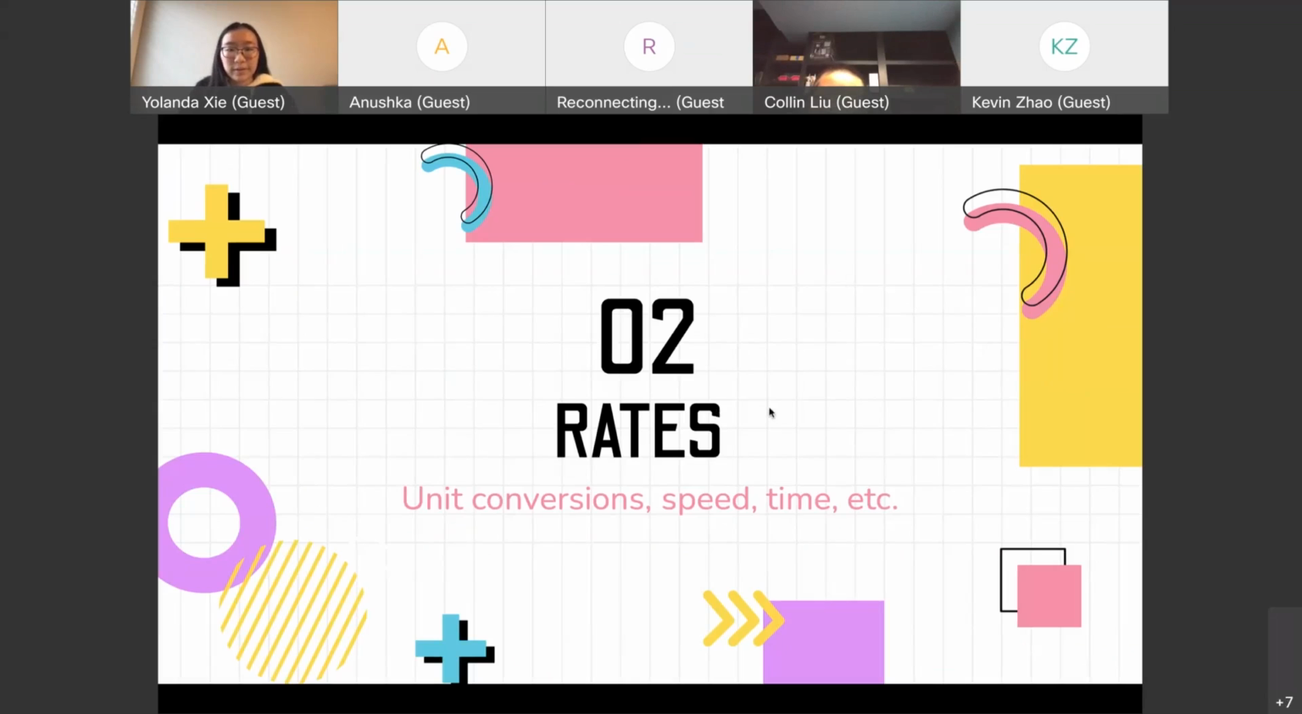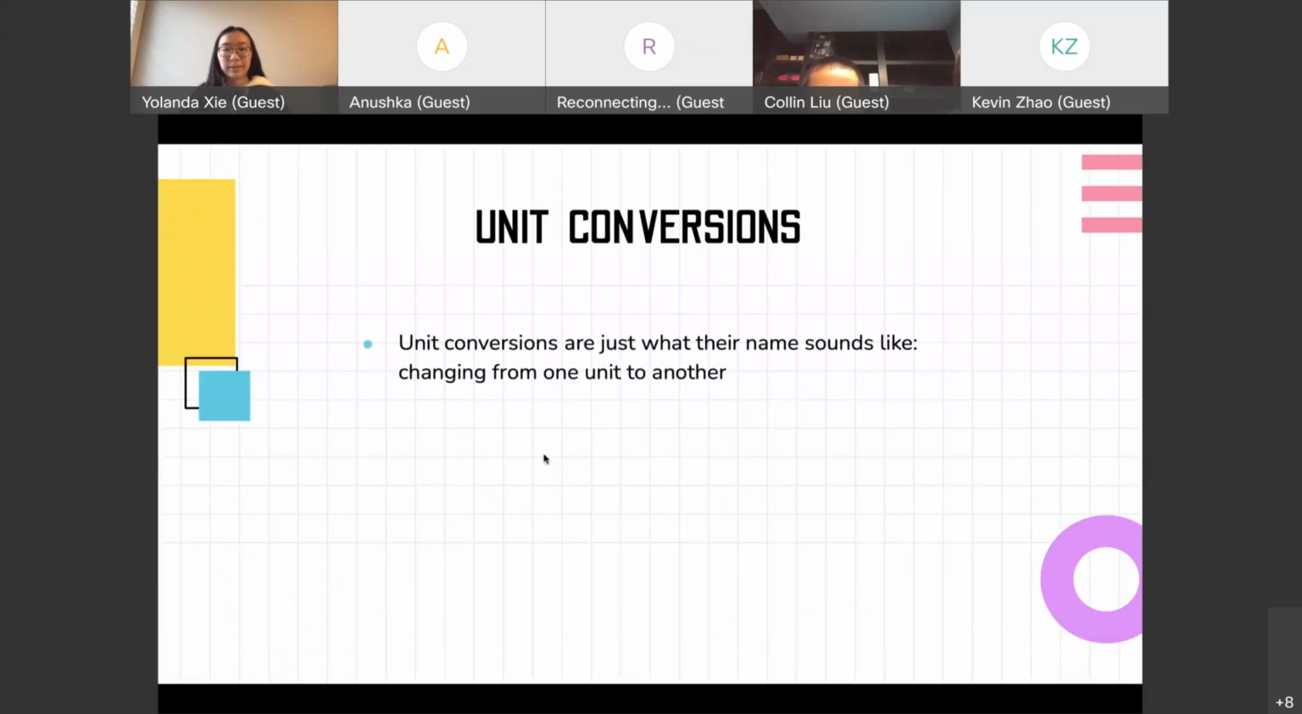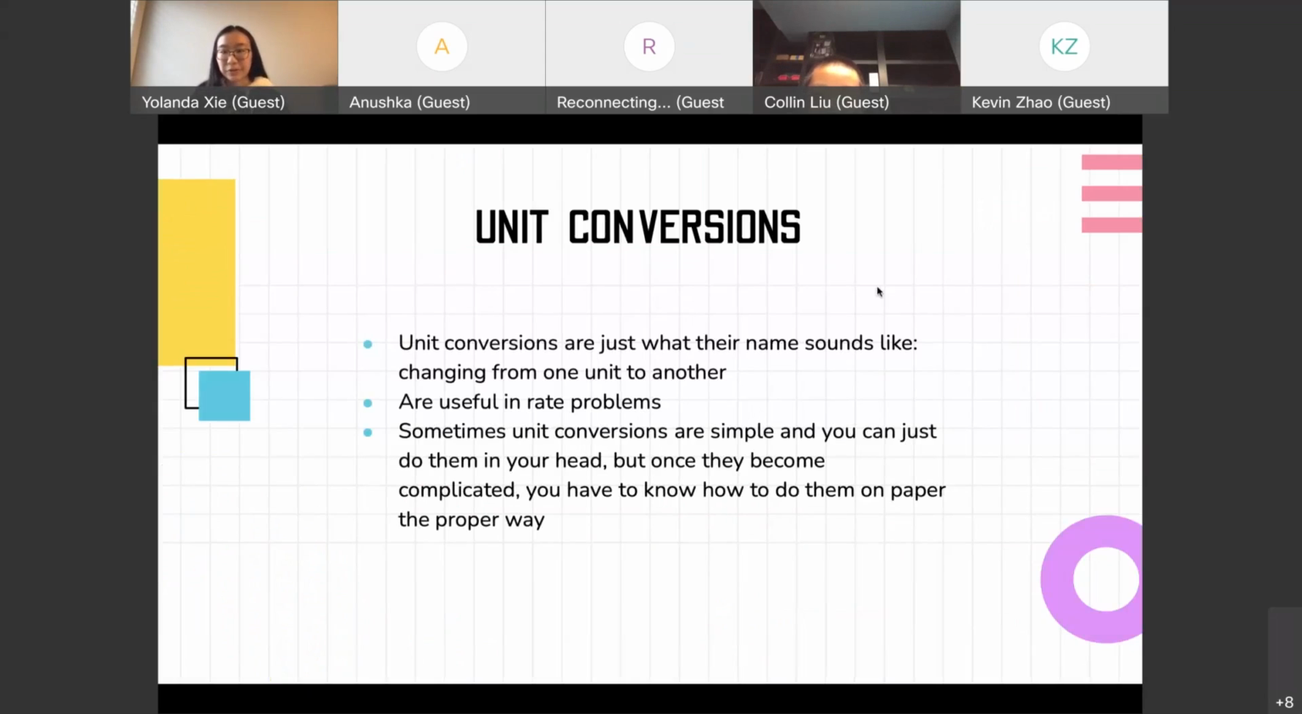All right, so starting off with rates. Before we can do rates, we're going to have to cover unit conversions. So say I give you some length in centimeters, but I need you to convert it to inches for me. We're going to teach you how you might do that. Obviously these are going to be very useful in rate problems. Sometimes they're really simple and you can just do them in your head, like, for example, 1 centimeter is just 10 millimeters, but other times they can be really complicated.